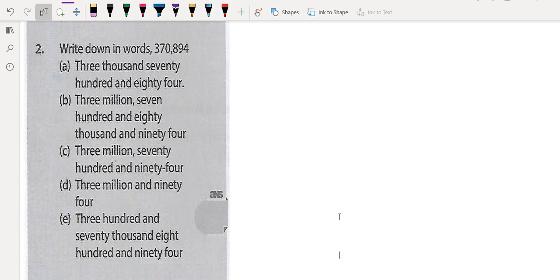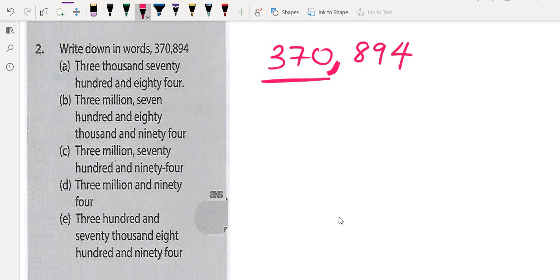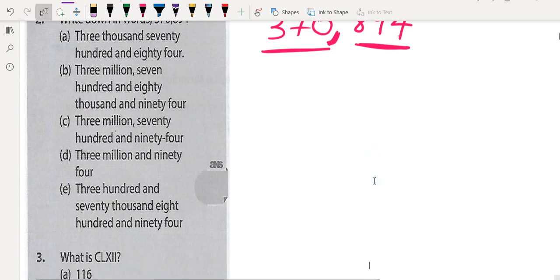Test the mic. 1, 2. Good. So what's the answer? 270,894. Option what? 300. So this is how we go. 370, right? Yes. This 370, then 1,000, because it's the first comma. 1,894. Okay? 370,894. Right? Okay. Number 3.